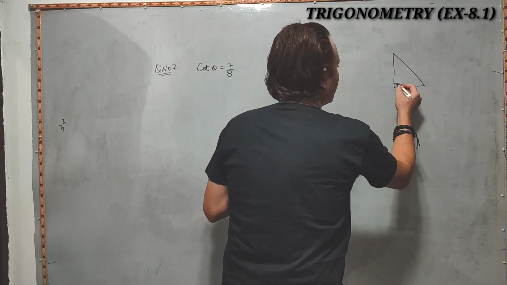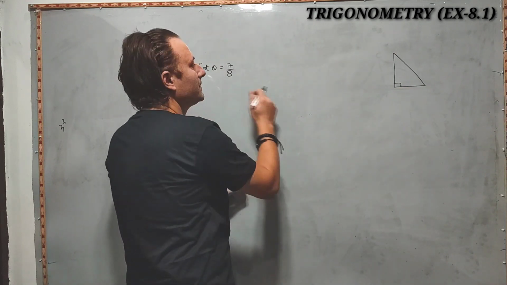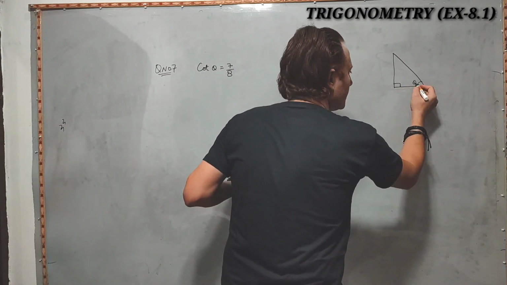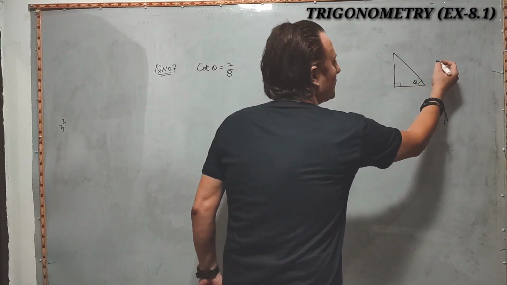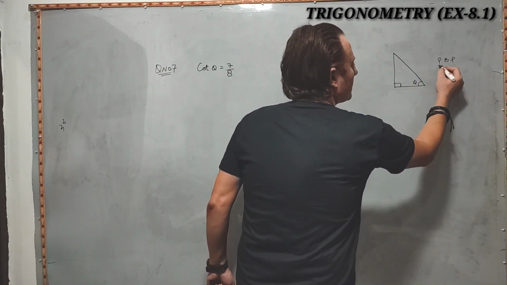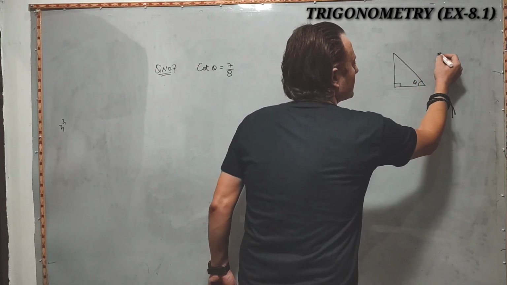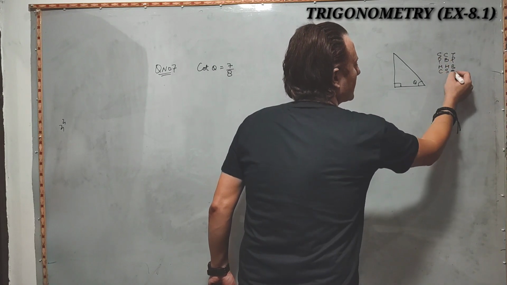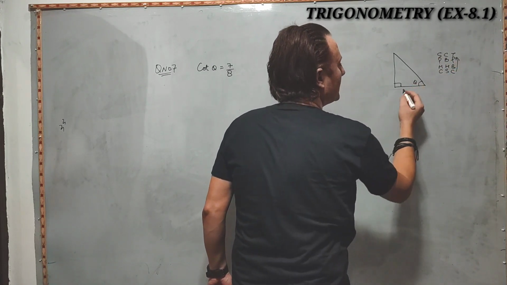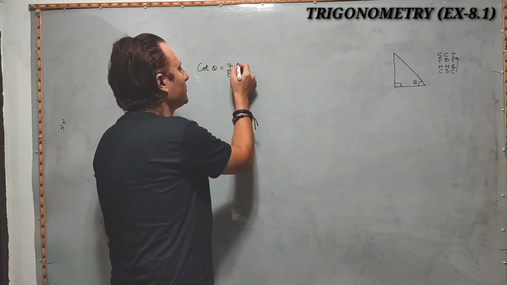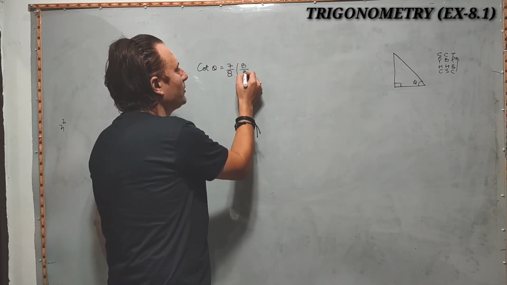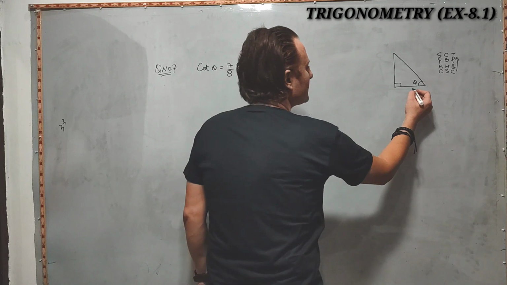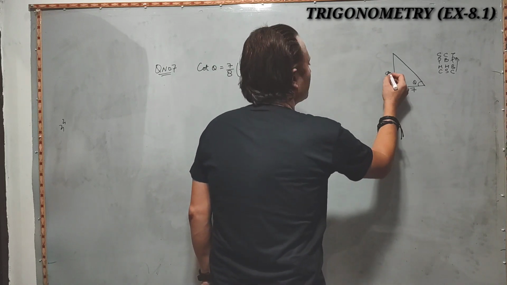Obviously it has to be a right angle triangle. So we have theta, let us put theta here. So we know P, B, P, H, H, B: sine, cos, tan, cosec, secant, cot. We are talking about cot, that is base upon perpendicular. So base is 7 and perpendicular is 8.